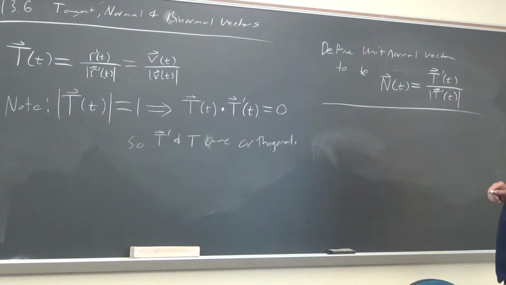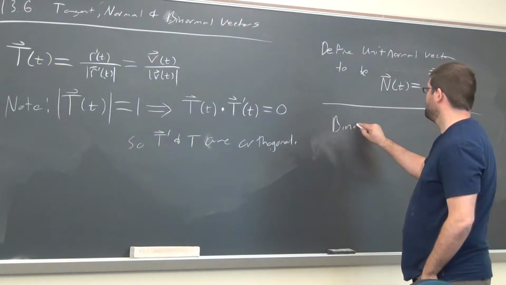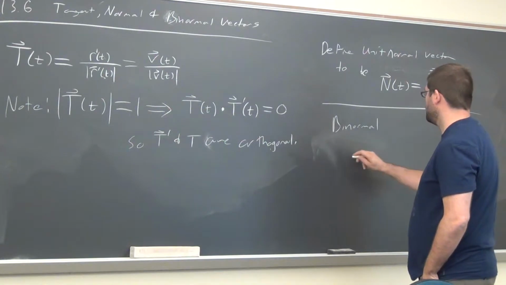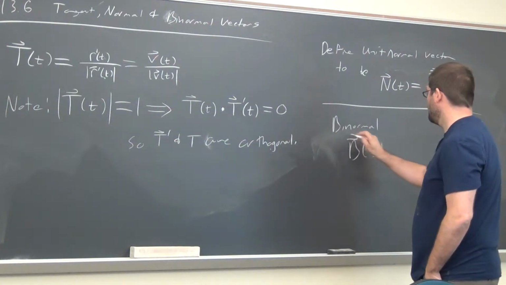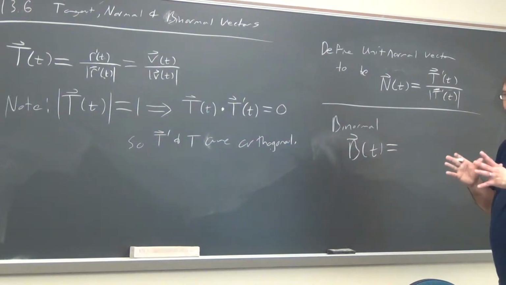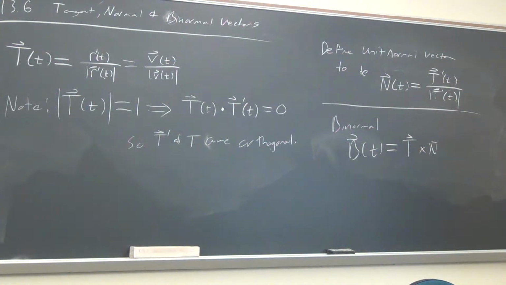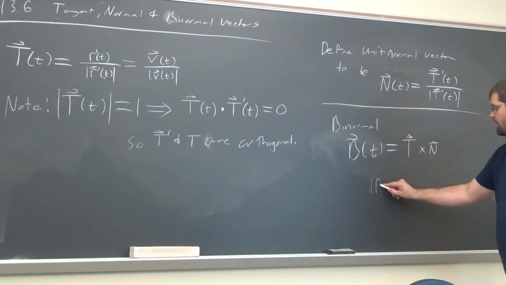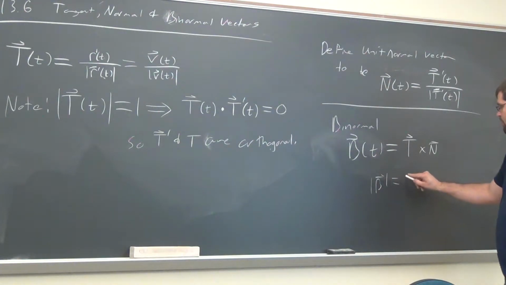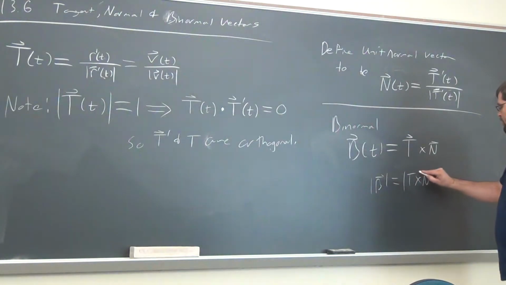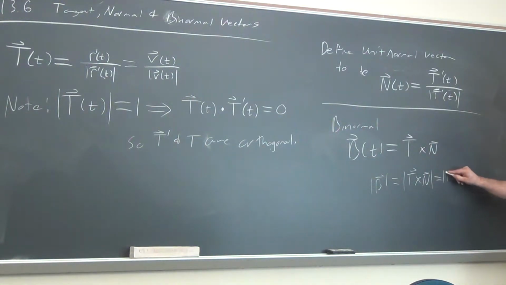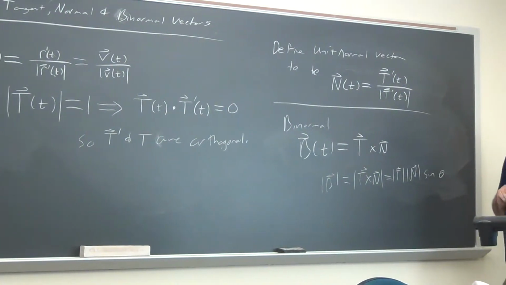So that's the unit normal, and then the binormal vector, B of t. We're just going to do the cross product of those two vectors: T cross N. And maybe just as an aside, the magnitude of B is the magnitude of the cross product. If you remember, the magnitude of the cross product was the magnitude of T times the magnitude of N times the sine of the angle between them.